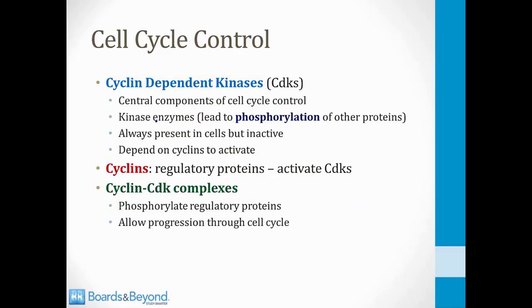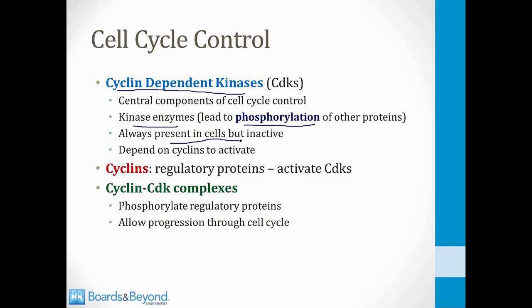So the first thing to be aware of about all of these checkpoints is that they depend on cyclin-dependent kinases, which I mentioned before. These are the central components of cell cycle control. They are kinase enzymes, which means that they lead to phosphorylation of other proteins. Any kinase enzyme phosphorylates something else. And they are always present in the cell, but they are inactive.